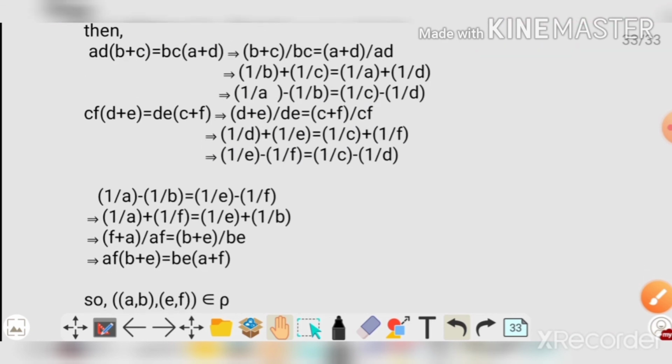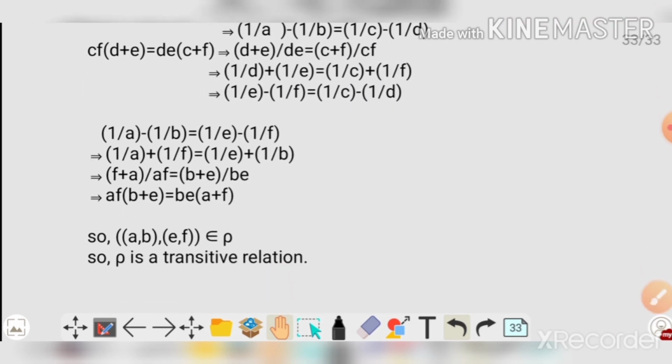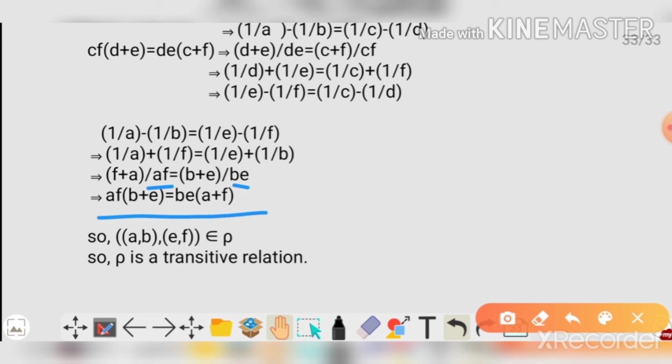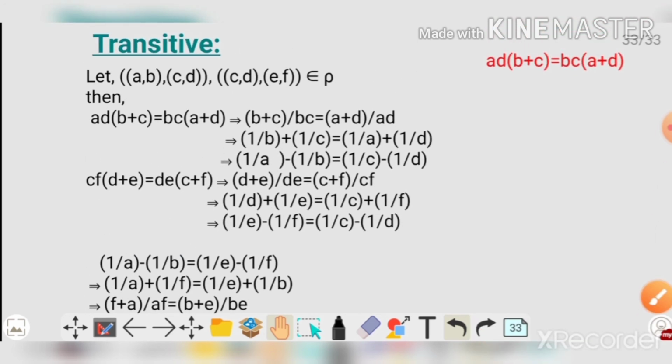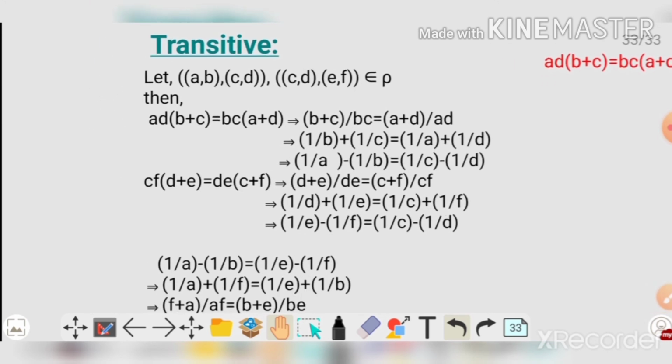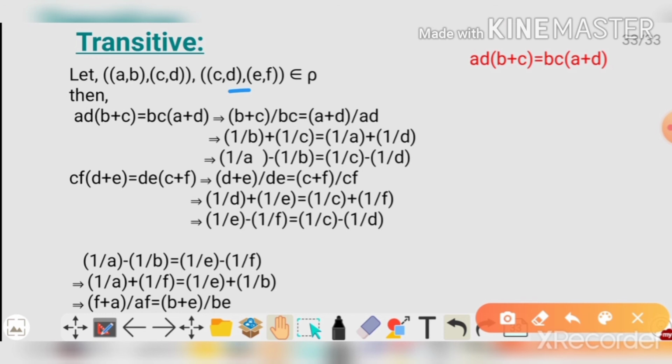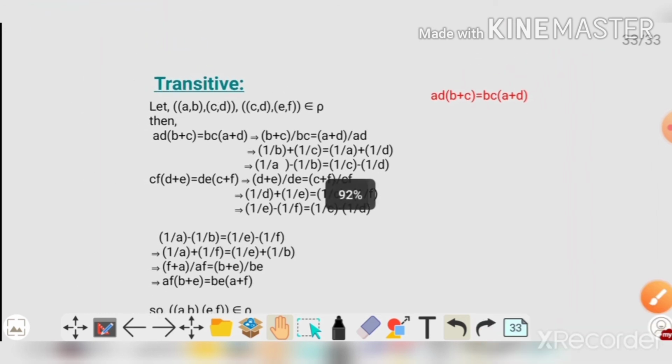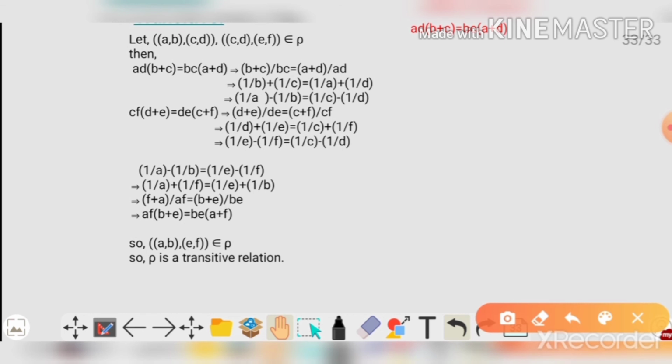Now as we have done this, they are equal. Then we just added them and interchanged the denominators, be and af. Then we have this equation and it actually shows that ((a, b), (e, f)) belongs to rho. So we have taken arbitrary elements ((a, b), (c, d)) and ((c, d), (e, f)), and we have succeeded in showing that ((a, b), (e, f)) belongs to rho. So we can say that rho is a transitive relation.